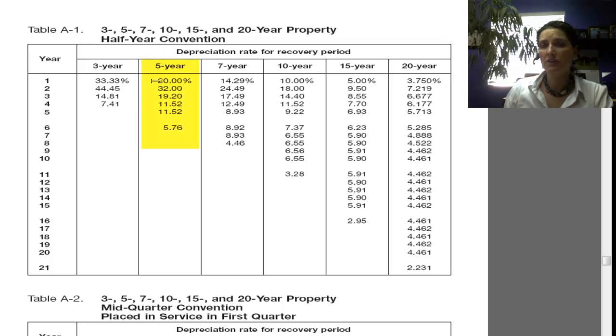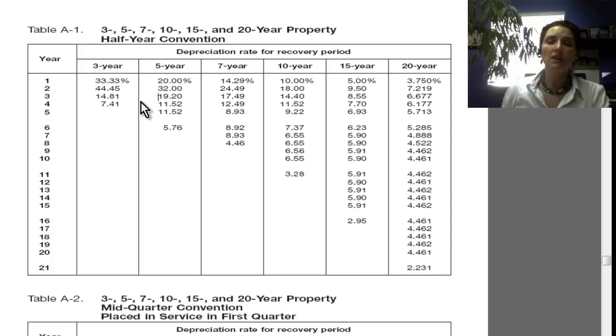And here is that 5-year property. In the first year, you get 20%. What is 20% of $2,000? Well, it's $400. And in the second year, the depreciation amount is 32%. What is 32% of $2,000? Well, it's $640. Year number 3, 19.2%. What is that as a percentage of $2,000? Well, it's $384.